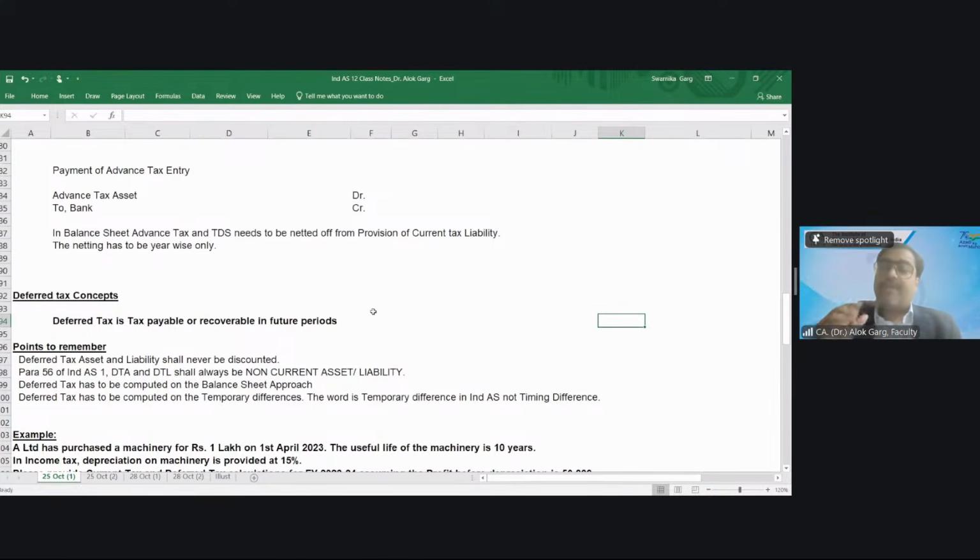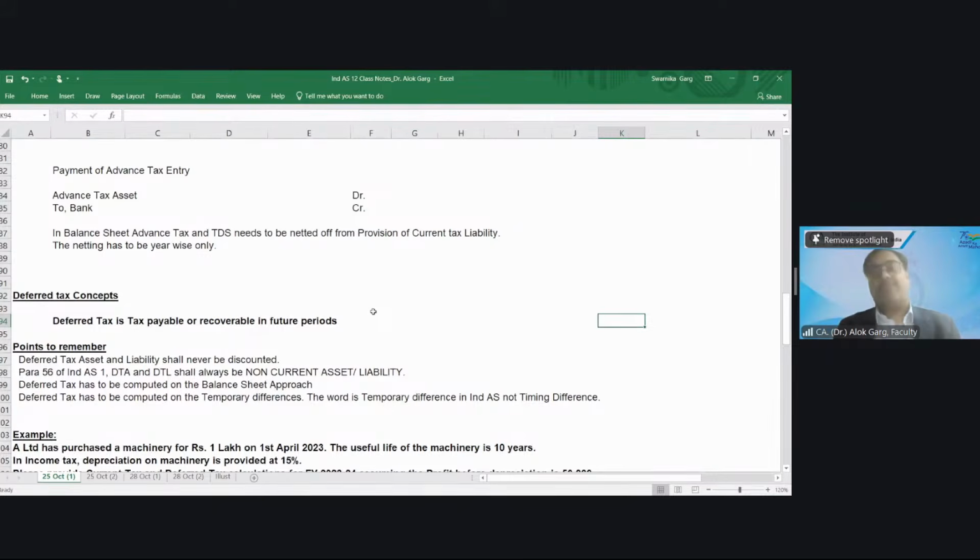You are also preparing a second set of books, which is books as per the Income Tax Act. What accounting entry will you pass on 1st April 2025? Same entry. Very good. Same accounting entry.